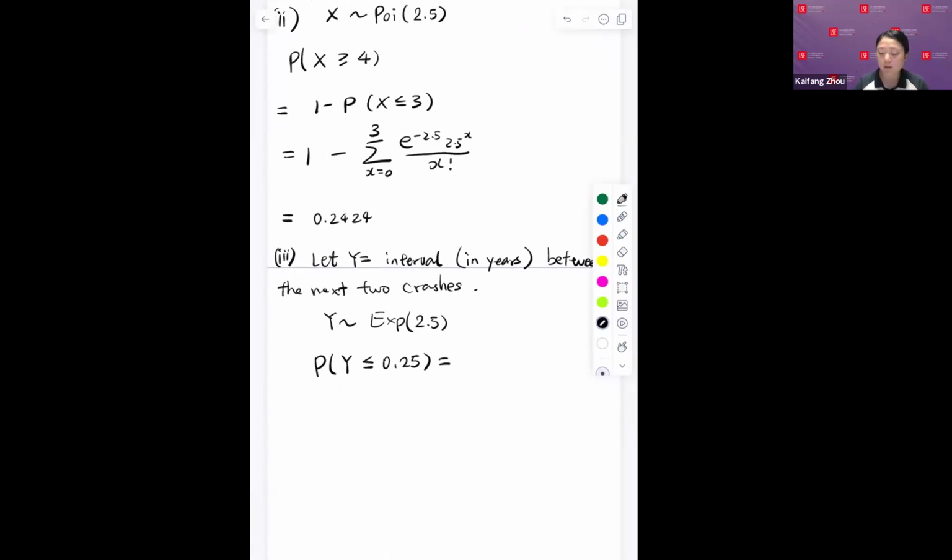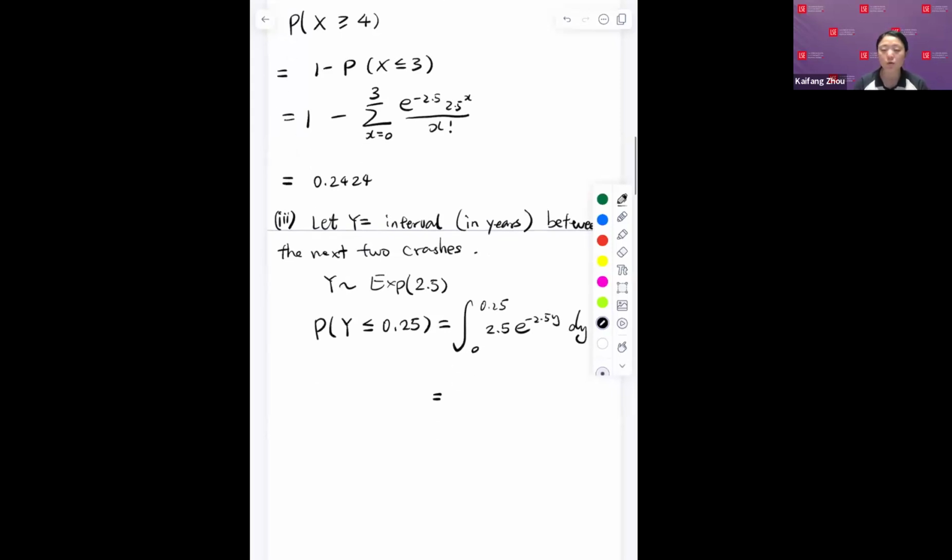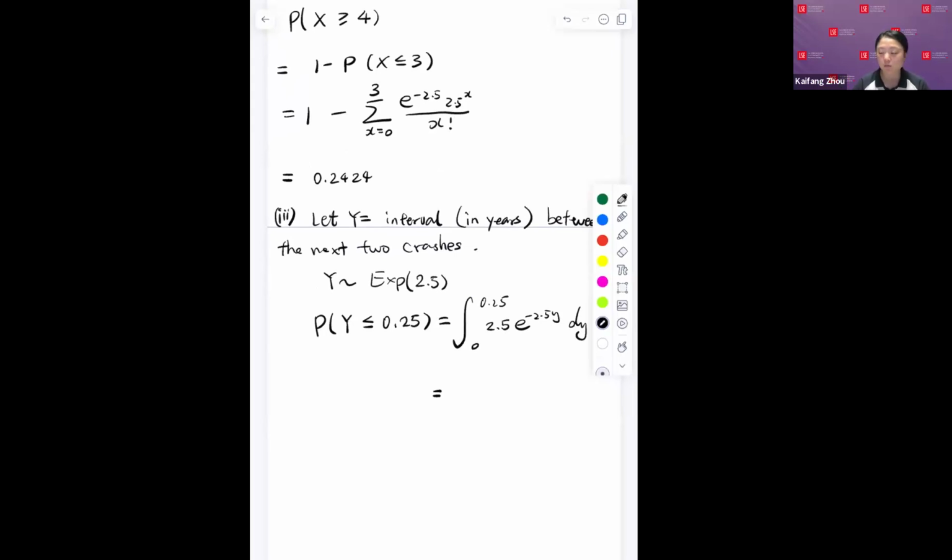Then this will be equal to the integral from 0 to 0.25 of the exponential density, which is lambda times e to the power minus lambda y. Our lambda is equal to 2.5. So it's 2.5 times e to the power minus 2.5 y dy. Quickly do your calculation; this integral should be easy to compute.